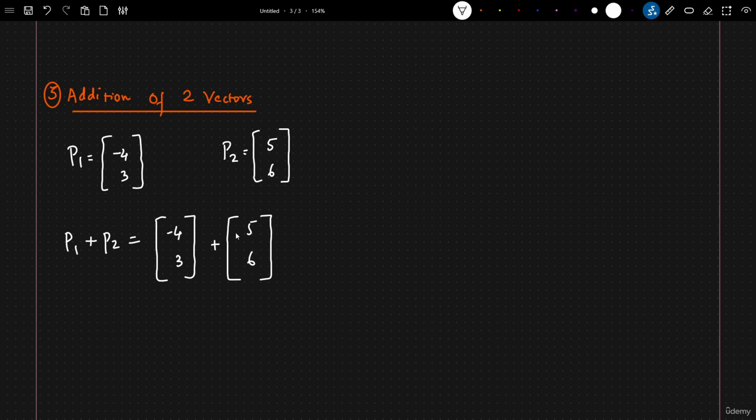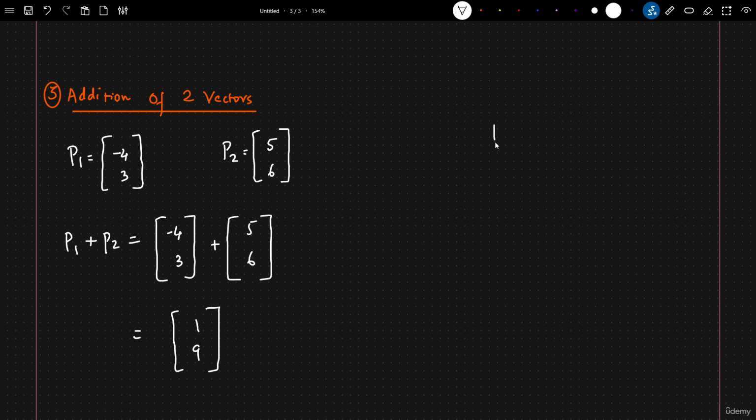So let's go ahead and see how things will specifically work. Whenever we say that we are adding these vectors, what will happen is that with respect to the x coordinate, whatever the numbers are over there, we just add those numbers. So -4 plus 5 is going to give you 1, and 3 plus 6 is going to give you 9. Okay, now let's see this in the coordinate system.